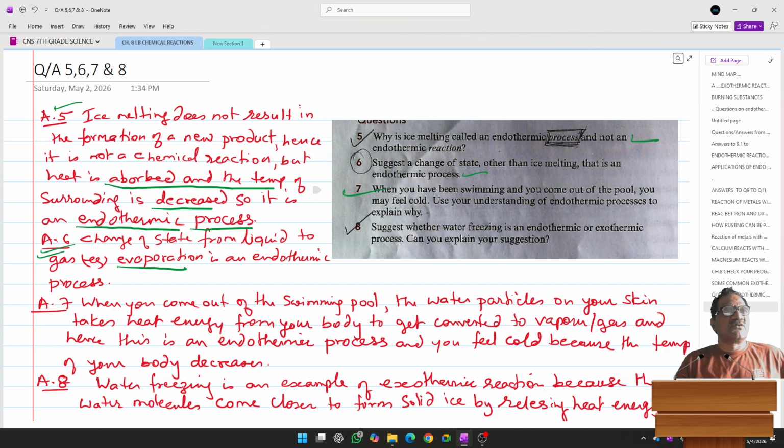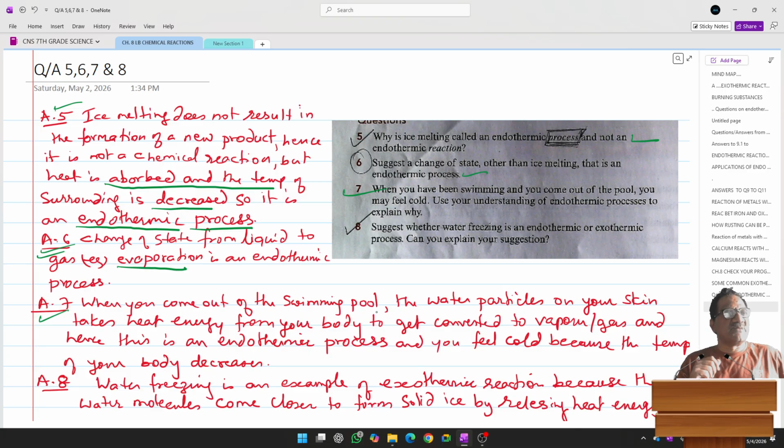Once you are in the swimming pool and you come out of the swimming pool after some time, you feel very cold. You get a cold feeling. Now why is this happening? Give the answer to this by understanding this endothermic process. So the answer for this 7th question is this.